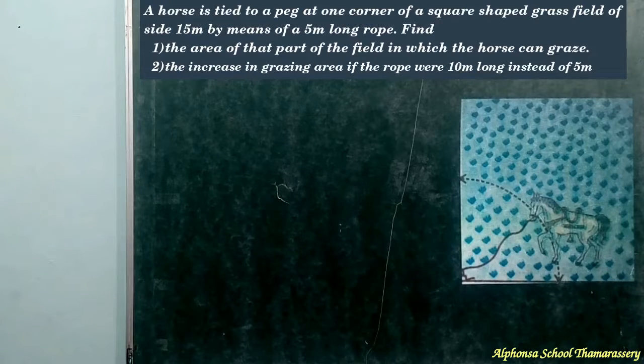Let us see the next question. A horse is tied to a peg at one corner of a square-shaped grass field of side 15 meters by means of a 5 meter long rope. Find the area of that part of the field in which the horse can graze, and also find the increase in the grazing area if the rope were 10 meters long instead of 5 meters.